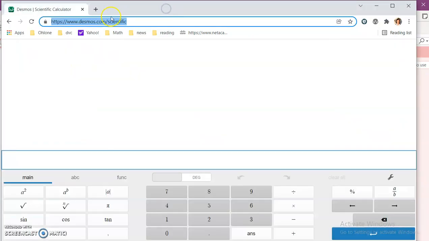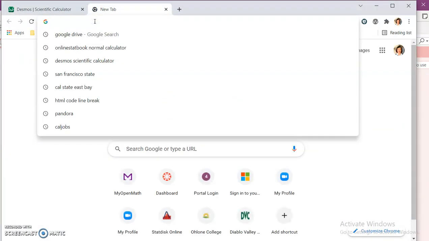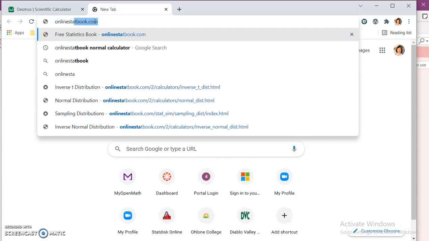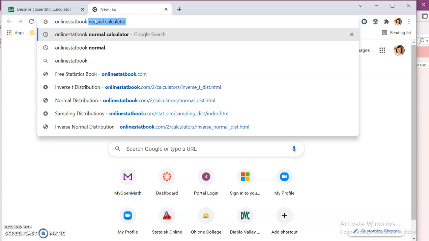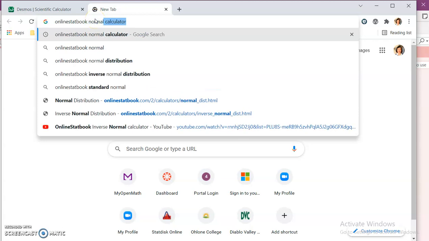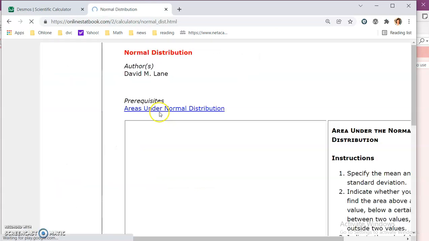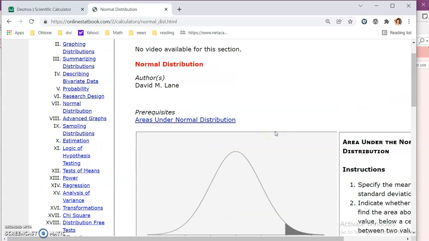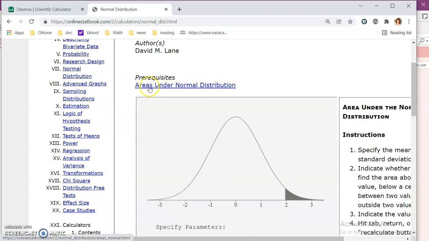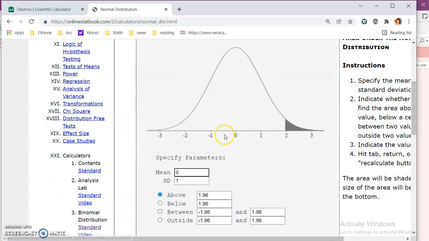I have it open already, but I can show you how I can Google "onlinestatbook," that one word, and then "normal calculator." You Google it, and the first one that shows up will access onlinestatbook.com with the normal distribution. This would show the calculator. It says normal distribution, and it says area under normal distribution.